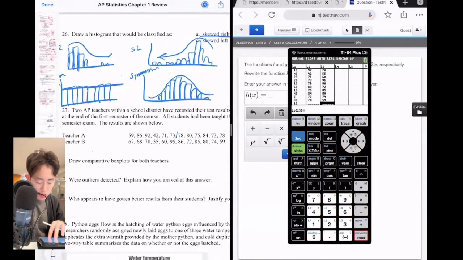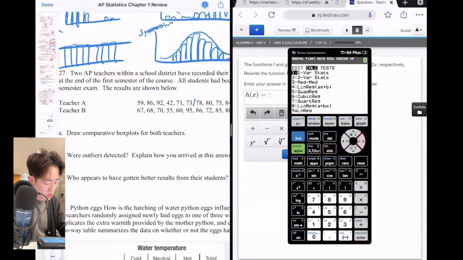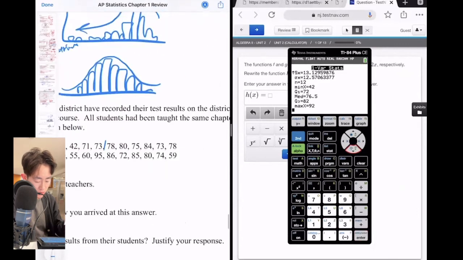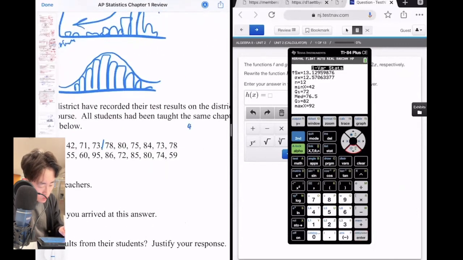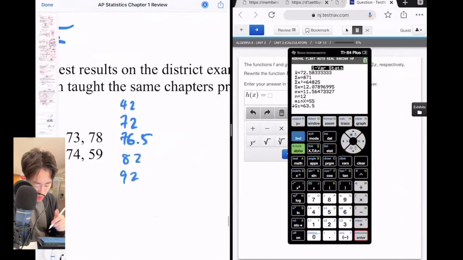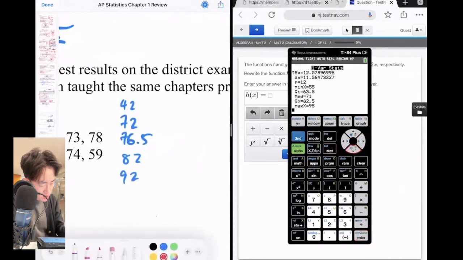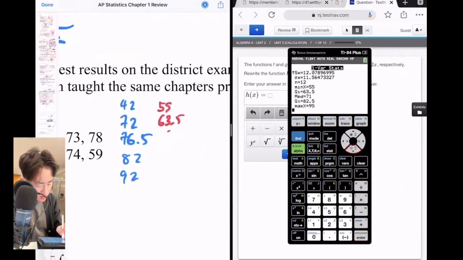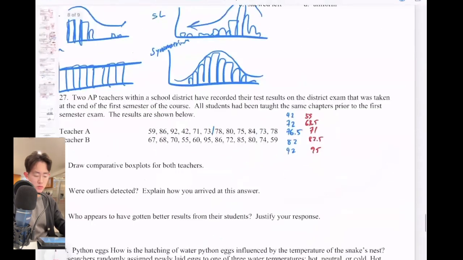Now let's see if I can do the box plots here. Stat, calc, one variable stats for list 2 this time. All right, so here's my 5 number summary for this: 42, 72, 76.5, 82, and 92. Now for this other one, I'm going to change this to list 3. And what I get is 55, 63.5, 71, 82.5, and 95. All right, so I have those 5 numbers.